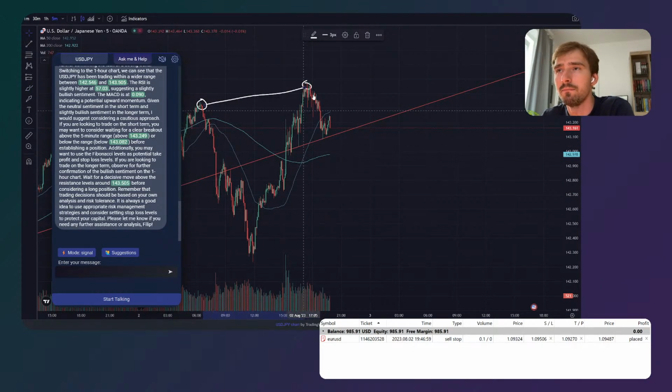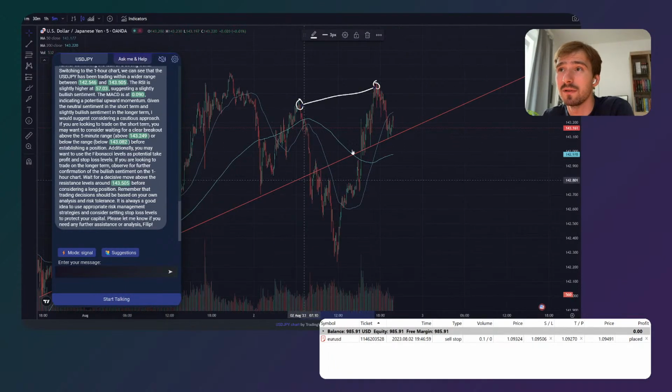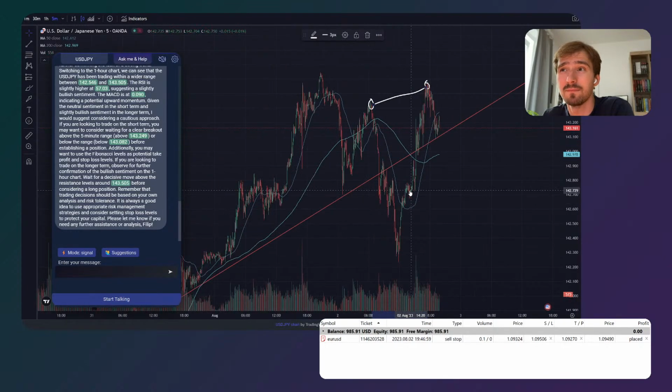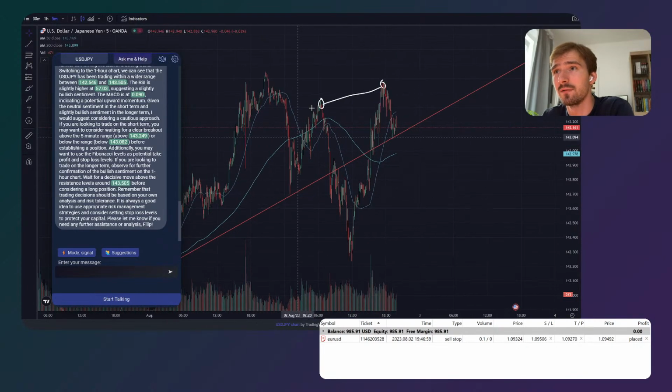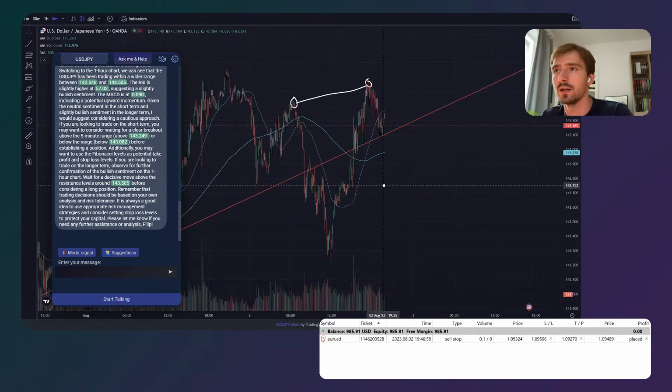The pattern here looks like maybe a double wedge, maybe like a rising flag. Could be a rising flag. I don't really see anything in that. The double wedge was probably over here. But hey, I think it's a decent idea. It's not terrible. So let's try to build this up.